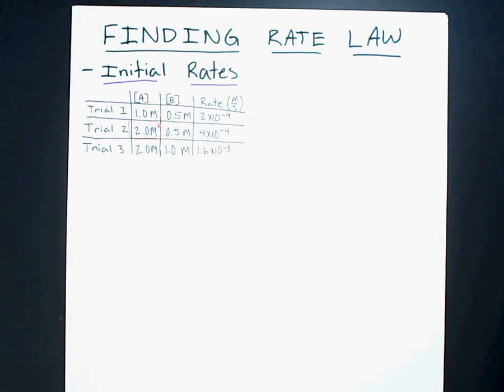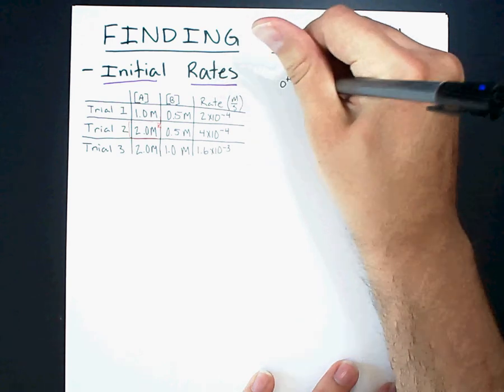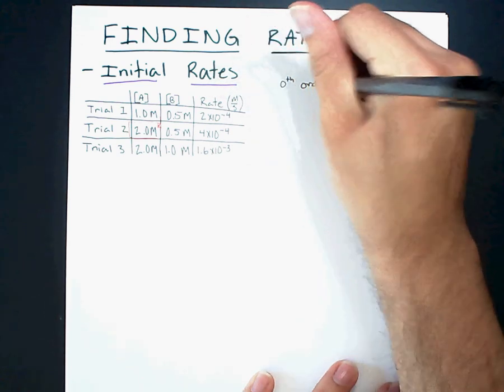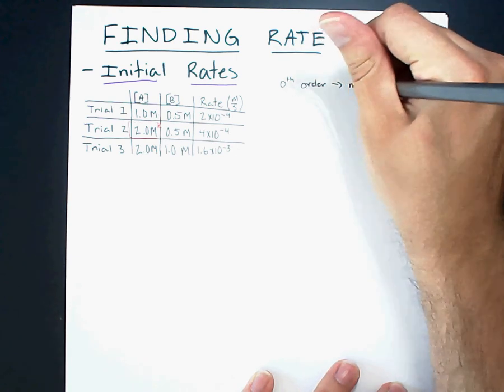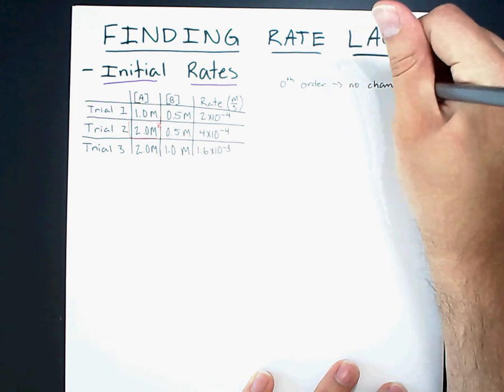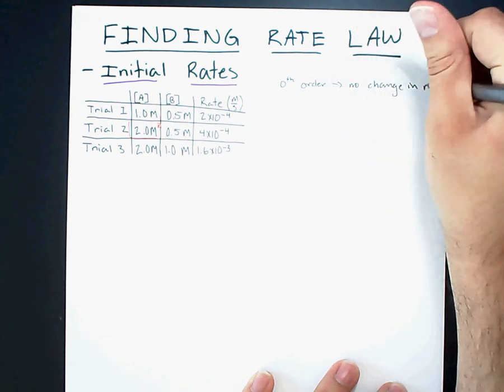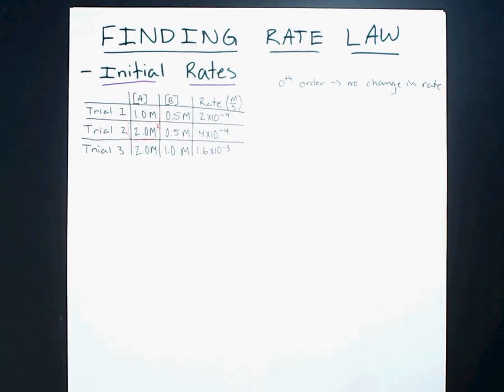So we kind of have three different options for what our rate order could be. It could be zeroth order. What zeroth order means is that if I change the concentration, there's no change in rate. So the rate doesn't change. Maybe that collision happens in the slow step, and so it's not going to change the rate overall.